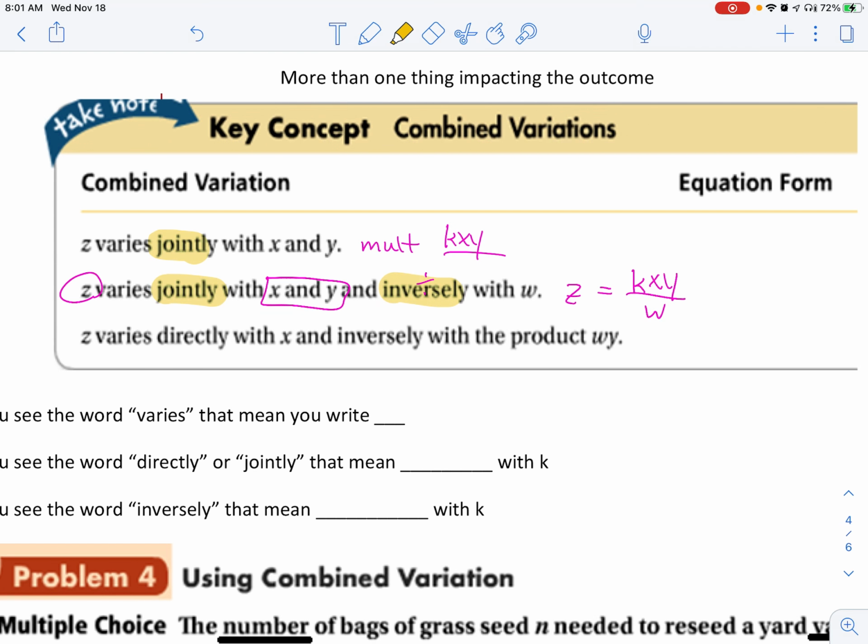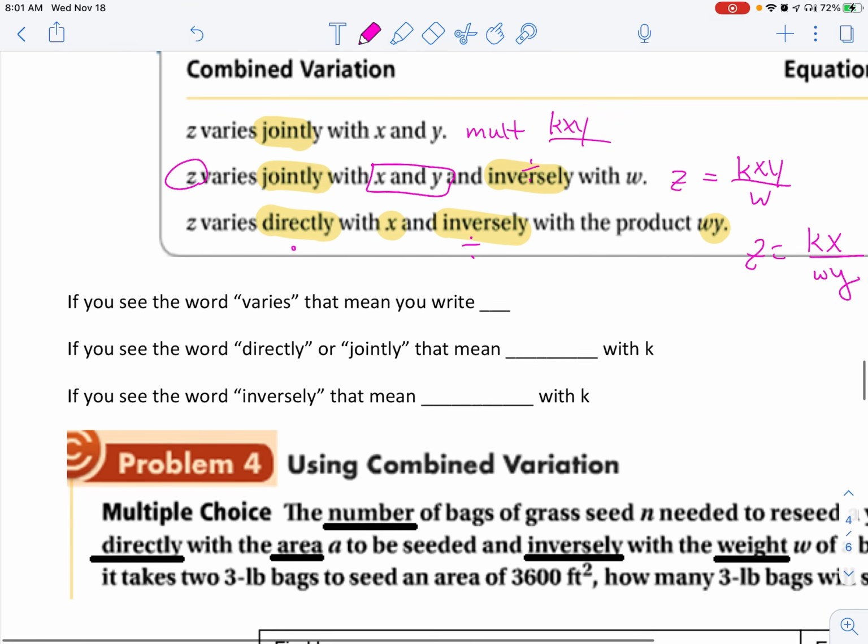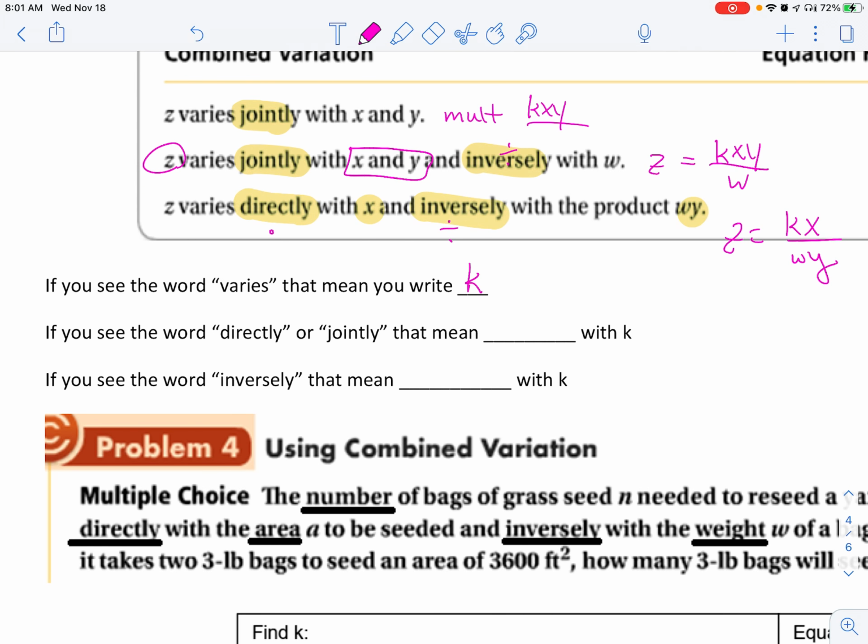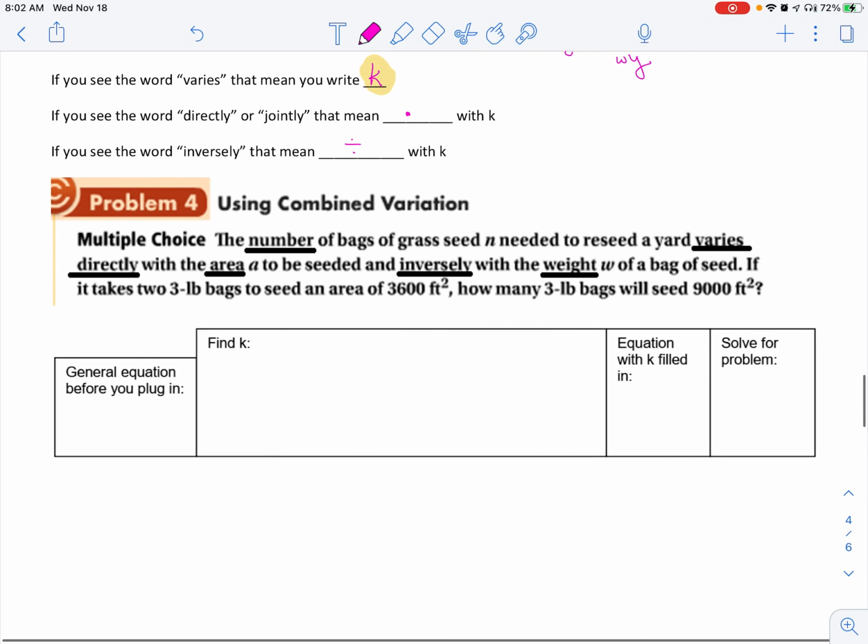Now let's do another one. So here's jointly with x, inversely with the product of wy. So directly means multiply, inverse means divide. Z equals K. Just put that K on there automatically. Some people don't do that. Directly with X, so there's direct, and inversely with the product of W and Y. There you go, and that's how it works. So if you see the word varies, you write K. That's going to be big tomorrow. If you see the word directly or jointly, that means multiply it with K. If you see the word inversely, that means divide it with K. Okay, get it?